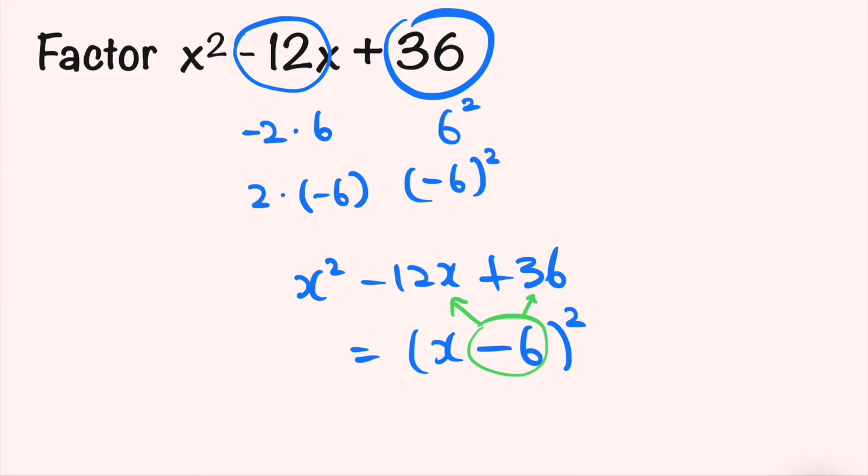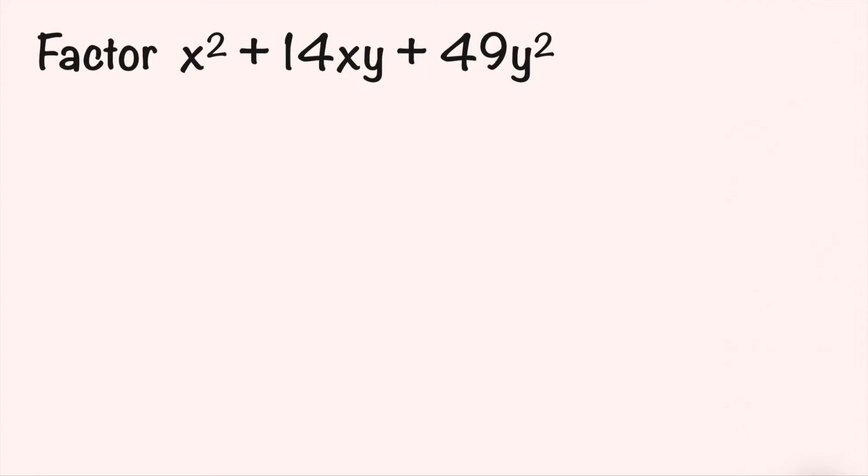Let's try a little more complicated question. Factor x squared plus 14xy plus 49y squared. Okay, this looks a little scary because it has more than one variable, but it's actually quite similar to what we did before. First, 49 is 7 squared and y squared is just y squared. And this can be rewritten as the square of 7y.